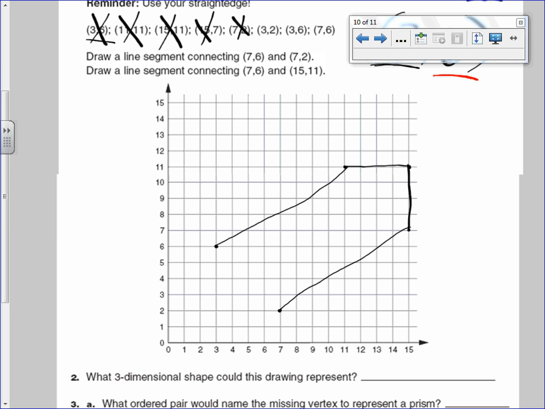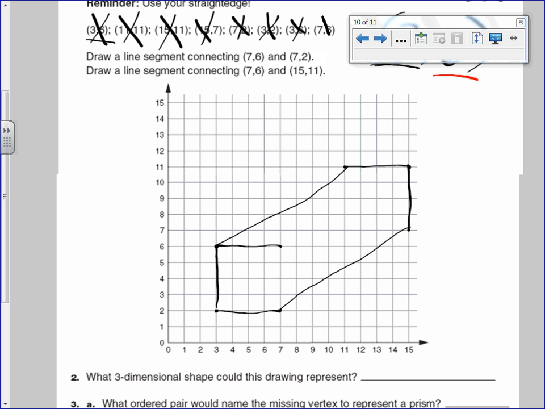Next we have 3, 2. Over 3. Up 2. Connect that. Our next is 3, 6. I already have 3, 6. I already did it. It's already plotted, so I'm just going to connect that. We should kind of see a shape maybe forming in here. The next I have is 7, 6. So I'll go over 7. I go up 6. And I draw a line.